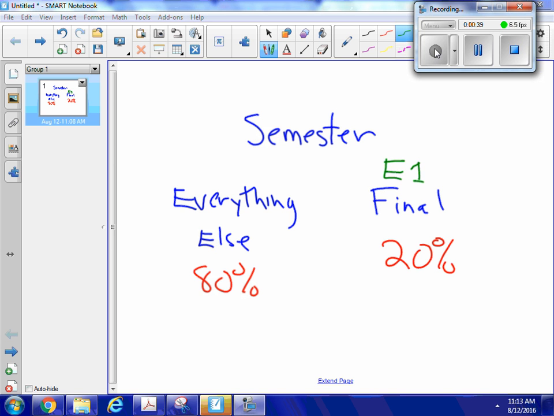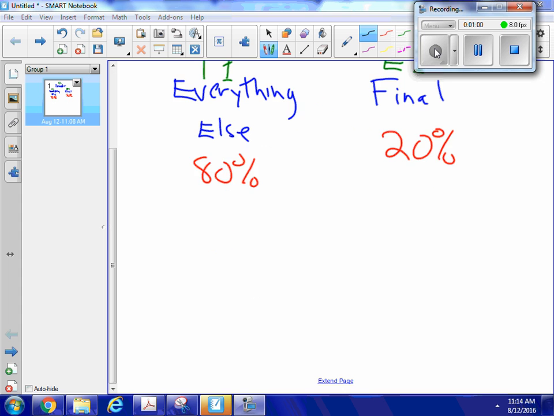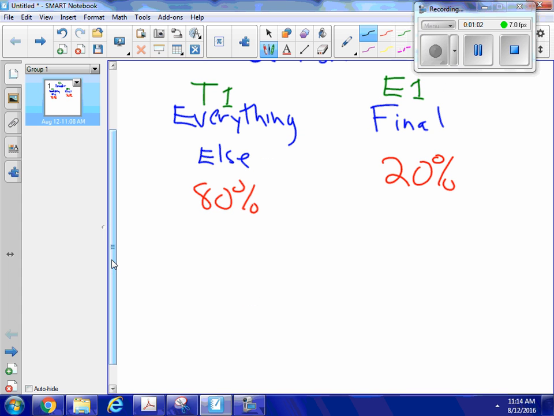Now, in PowerSchool, the final is usually called E1, or E2 if it's a second semester. The semester is S1, that's your final grade for the semester, and everything else is your term grade, which would be identified as T1. So if you're calculating your grade, for example, let's say that for the whole term in the first semester, you have a 93%.